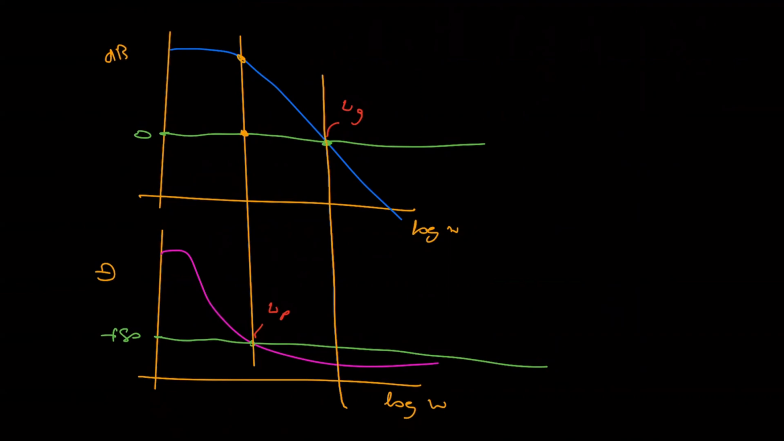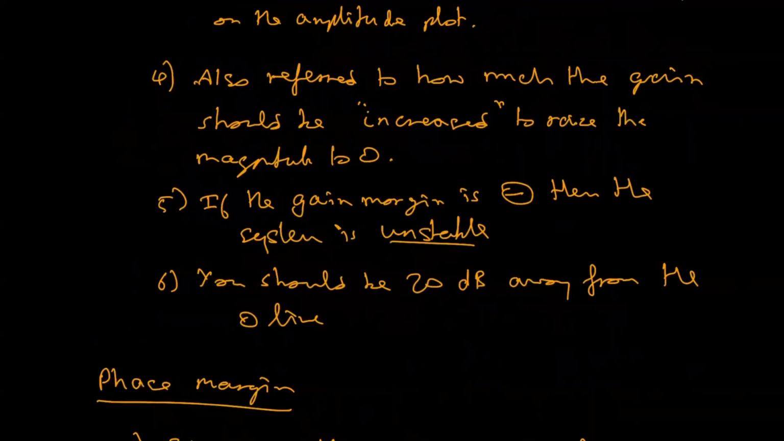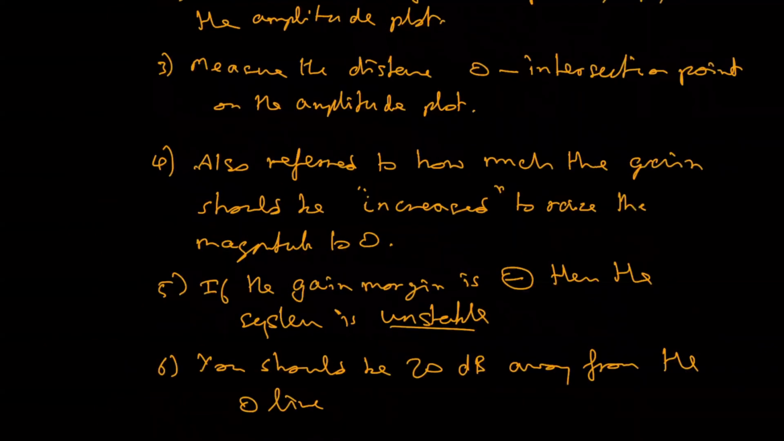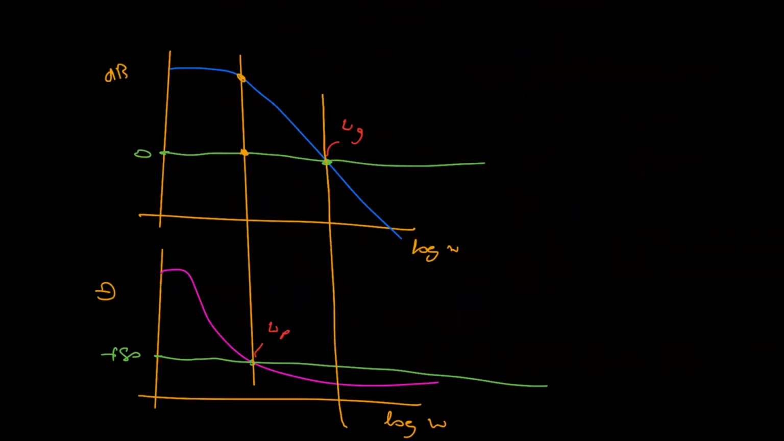And then what does it say? It's 0 minus the intersection point. Let's say the intersection point was 30 dB. So 0 minus the intersection point is minus 30 dB. Definitely unstable.